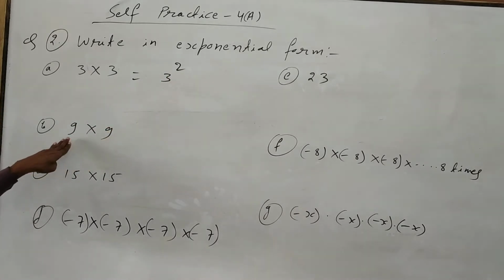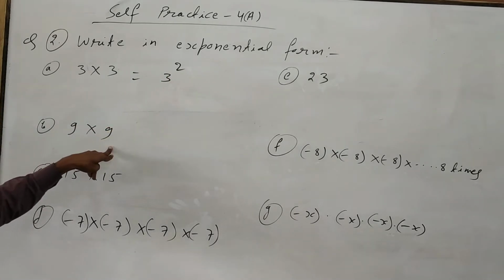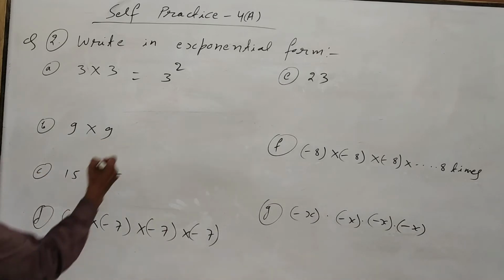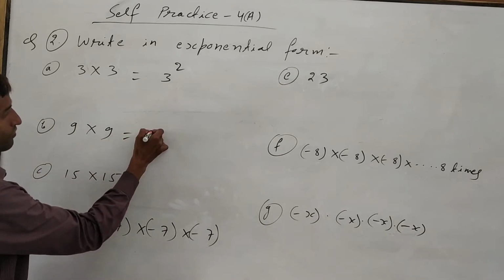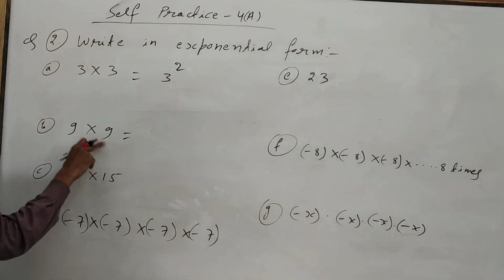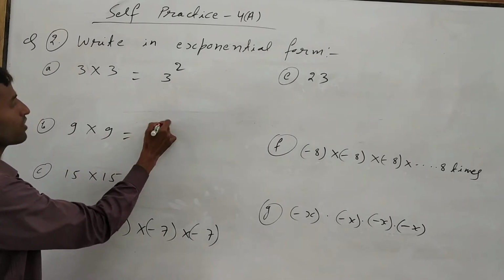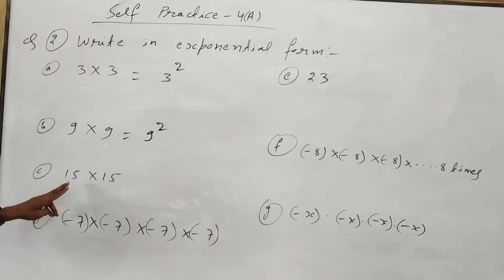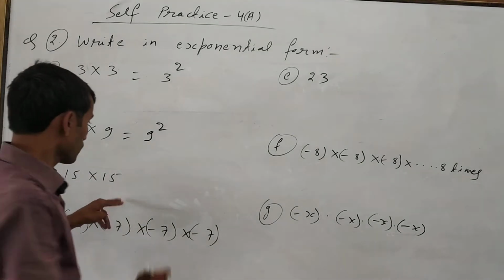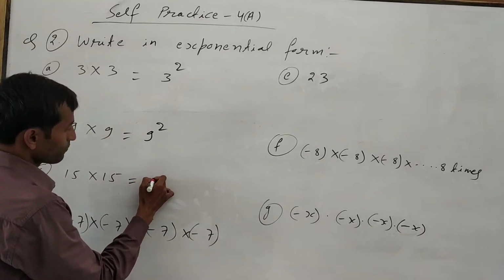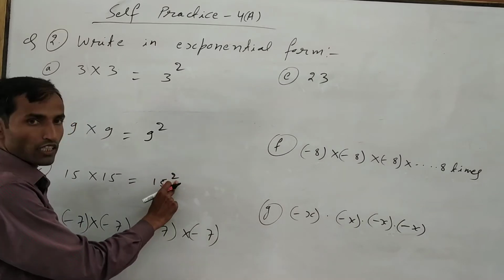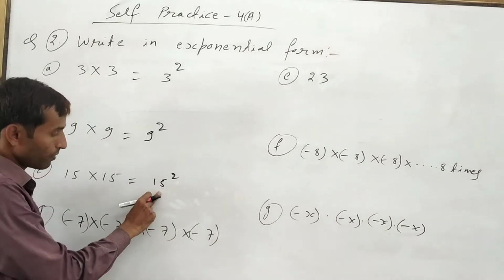Okay, like that you have to convert 9 into 9. So how will we multiply 9 into 9? Just count how many times it is written. 2 times is written, so just write down here 9 power 2. Similarly, 15 into 15 is given, so we have to write down 15 power 2. So 2 is the exponent and 15 is the base.